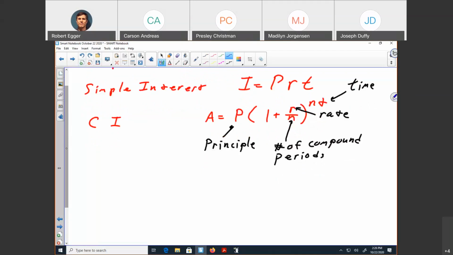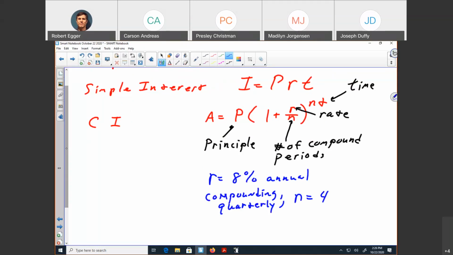For instance, say R is 8% annual. Okay. Annual means on a yearly basis. Let's just say you're compounding quarterly. That tells you you're going to do it 4 times a year. Semi-annual is twice a year. Annual is once a year. Monthly is 12 times a year. All right.